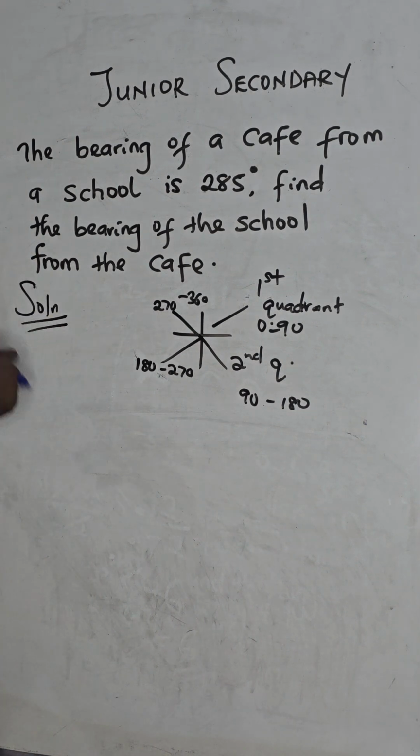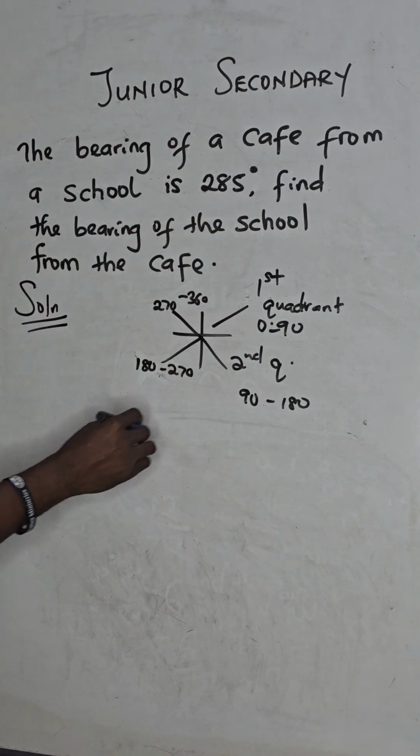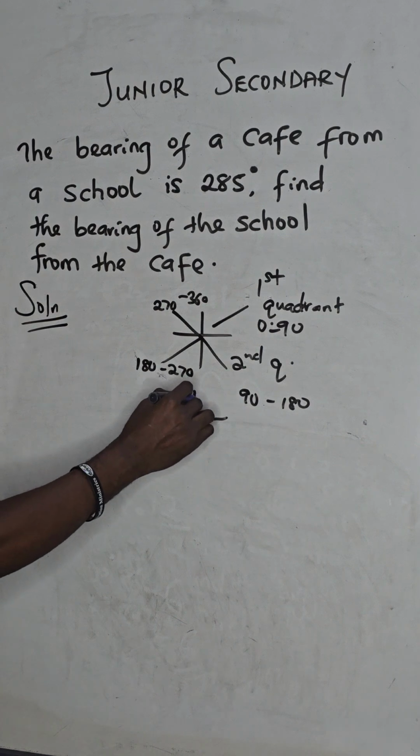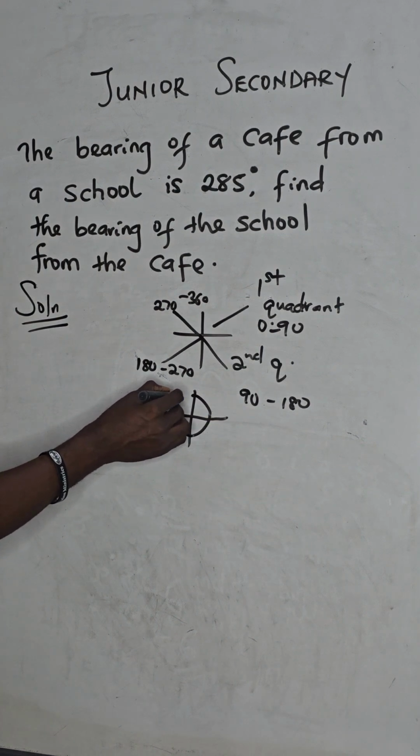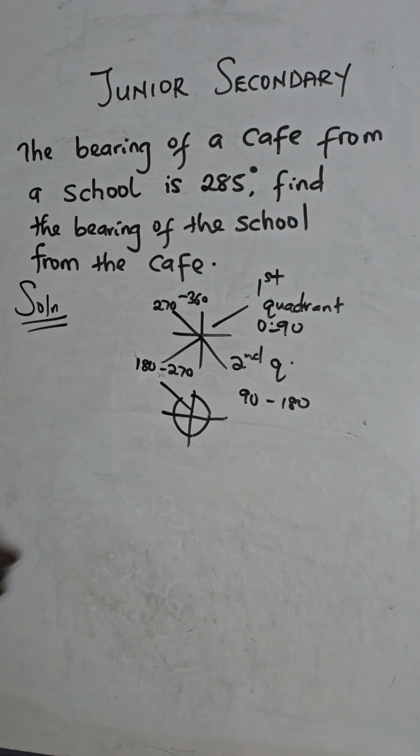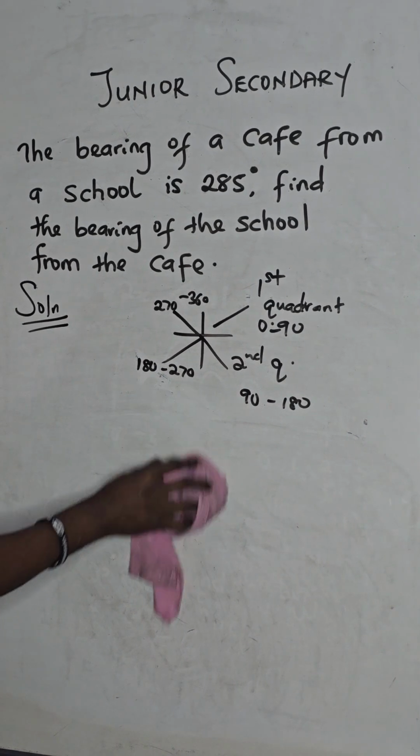So in all of these first, second, third, fourth quadrants, where will 285 fall under? So my 285 will fall after 90, 180, 270, so 285 is inside the fourth quadrant.